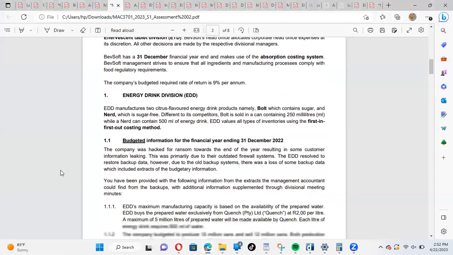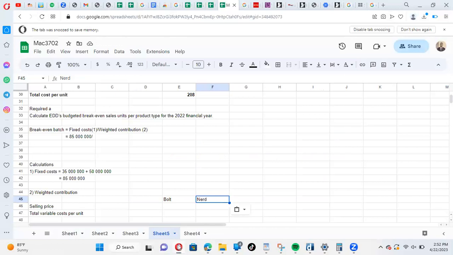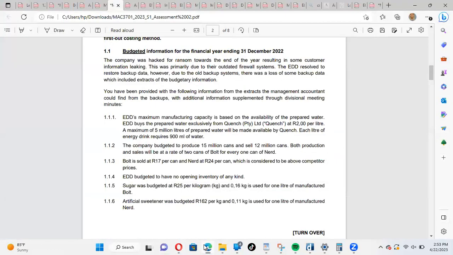Right, let's start from the top and see what we can include there. Okay, so I hope we have enough space for calculations. Let me just take this a little bit further here. I'm just not sure how much of the calculation space we need there. We need per unit. ED manufactures that capacity there and buys prepared water. Okay, so I think we can start off there.